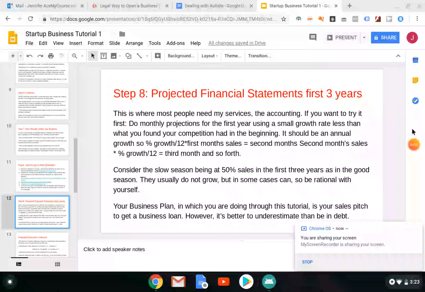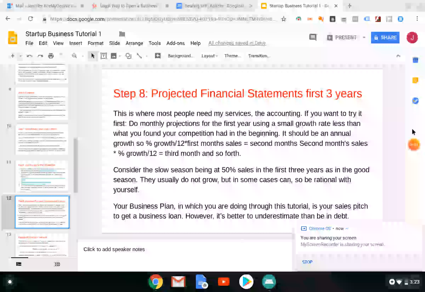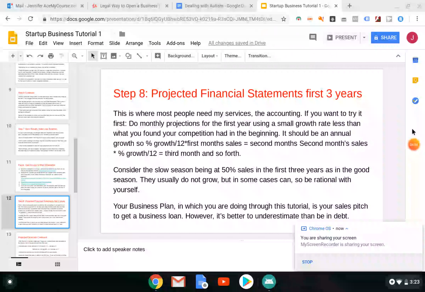And in order to profit, the price of your product or service has to be reasonable for the quality. And you also have to have a reasonable quantity that you're selling per month in the first month, and then use that to go on to calculate your first year.